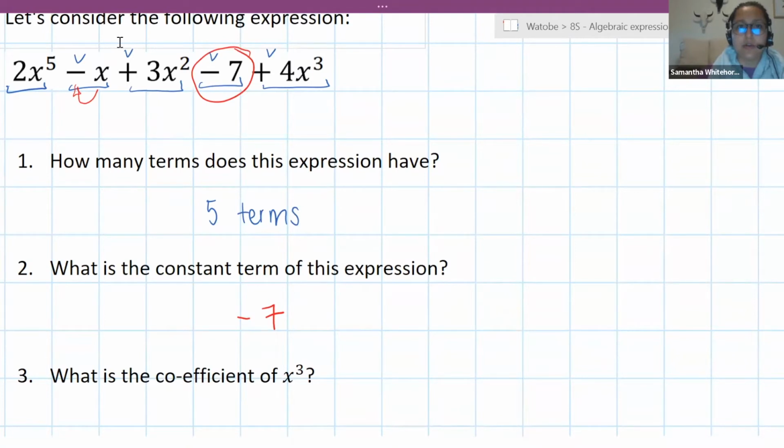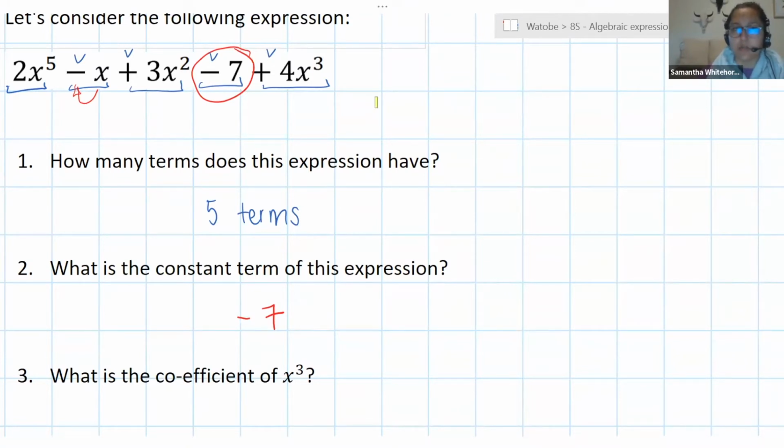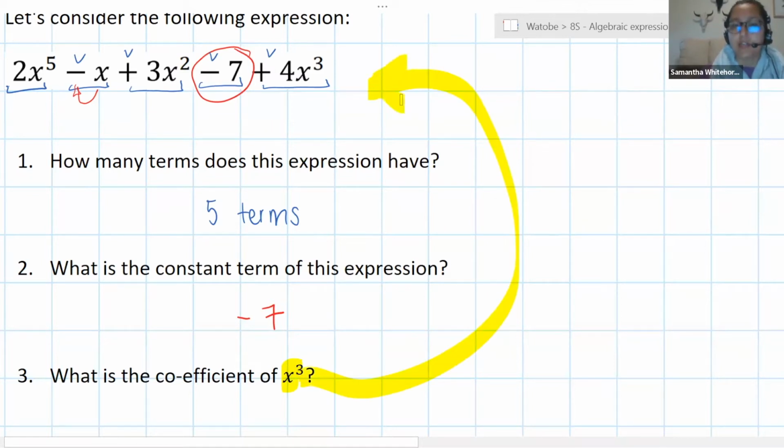Righty, so the third question over here, and like I say, these are the types of questions you'll be asked with those words: what is the coefficient of x cubed? Okay, so we now need to go back to our original expression and find the x cubed. Now the x cubed term is this one over here. And the coefficient, remember, is the number in front of it. So what number is in front of x cubed?